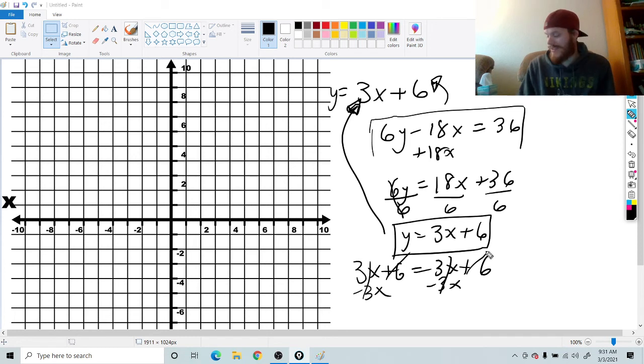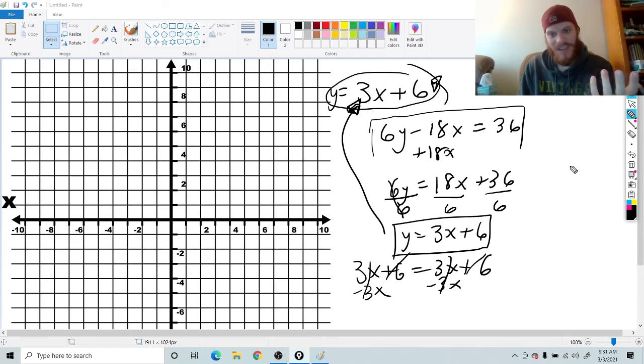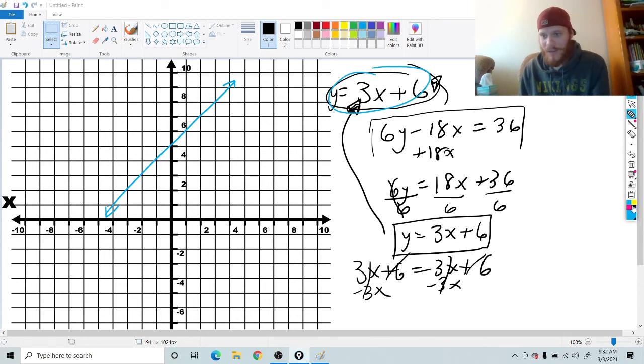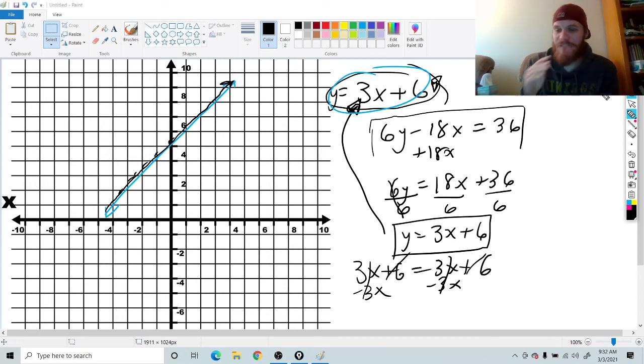Why is that? That's because these lines are the exact same. The 6y minus 18x equals 36 and this line are the exact same thing. So how many solutions does that have? Pretend this is the line. If I graphed this one, and then I graphed this one, that line is right on top of that one. So they're literally the same line, which means it has an infinite amount of solutions. So the second option is that it has an infinite amount of solutions. That's because it's the same line with the same slope. You with me on that? So the first one, just one solution. The second one, it has infinite solutions.